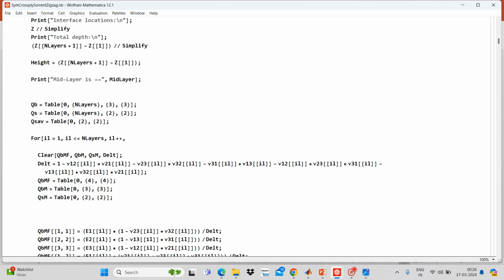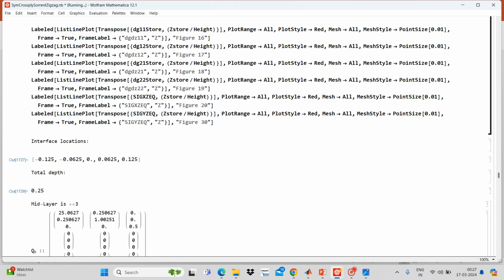And the Q matrix for the bending, shear and all. First of all we will run this code. Let's see what we get for this four-layer case.